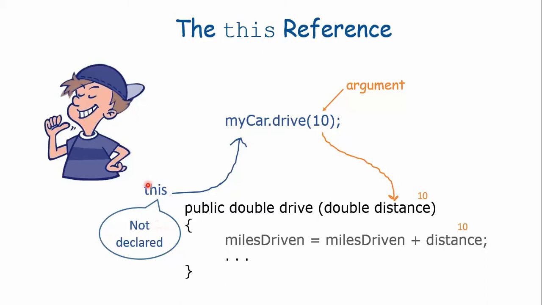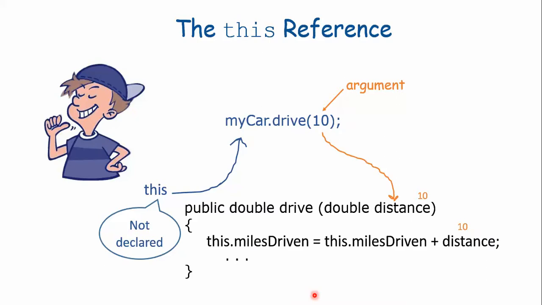Now this variable is also called, as I told you, a hidden parameter. How can this be used? This is a variable which can be used inside our method to differentiate between instance variables and parameter variables. As we can see, milesDriven is an instance variable. We can modify our code in such a way that we write it as this.milesDriven. So this.milesDriven is equal to this.milesDriven plus distance.